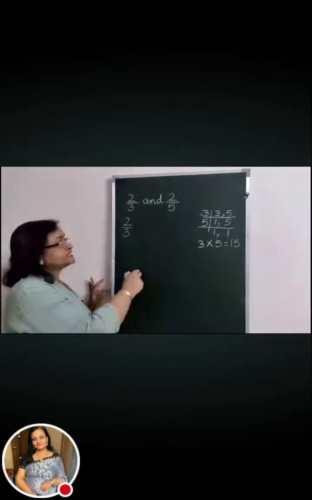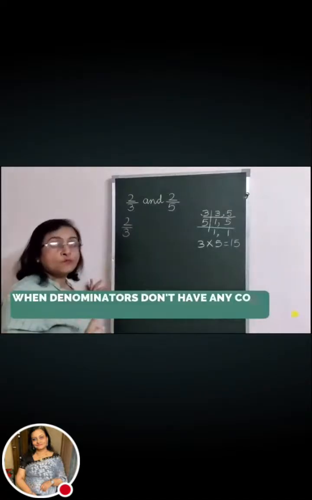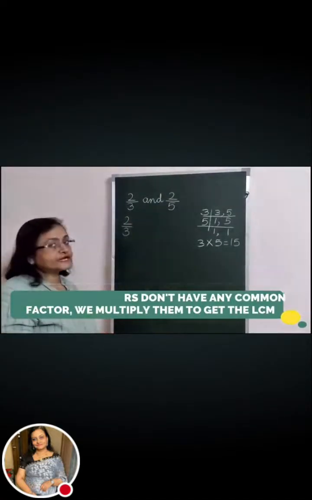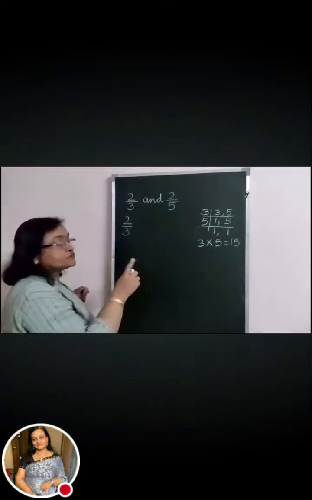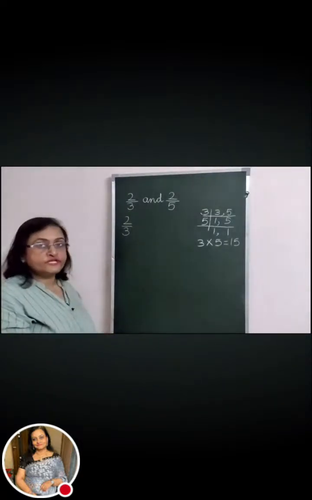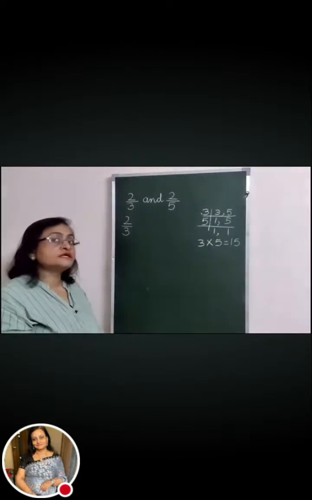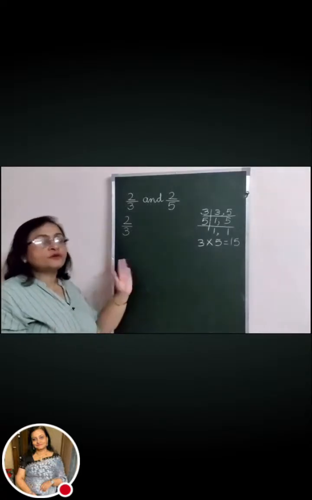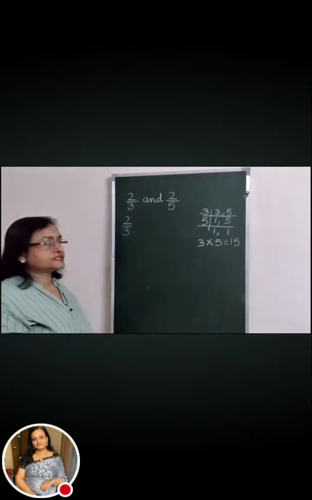So children, that means when they don't have any common factor, we will multiply these numbers and we will get the LCM directly. Now we have got the LCM 15. That means both the fractions should have denominator as 15. दोनों के denominator 15 होंगे तब हमें like fractions मिल सकती हैं.